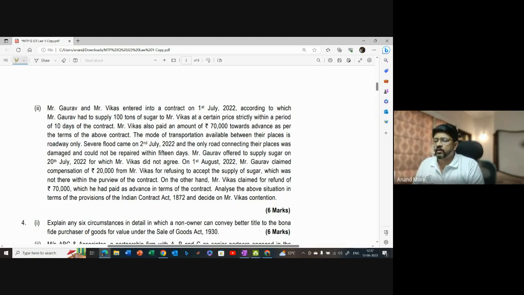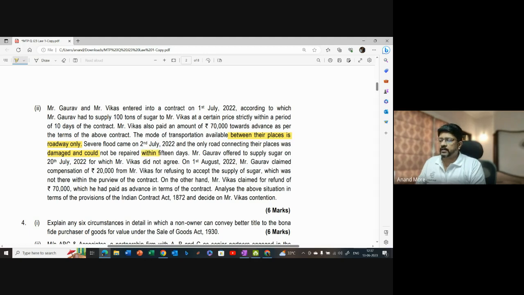Is roadway only between their places. Severe flood came on 2nd of July 22, and the only road connecting their places was damaged. Okay, so that means this becomes a contingent situation which was not anticipated. So this becomes a supervening impossibility. Could not be repaired within 15 days.